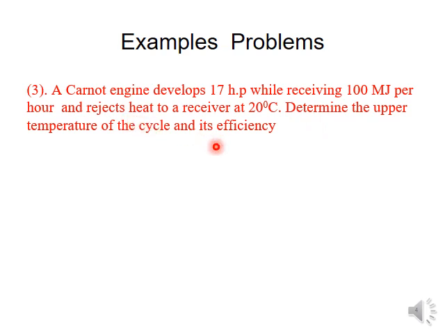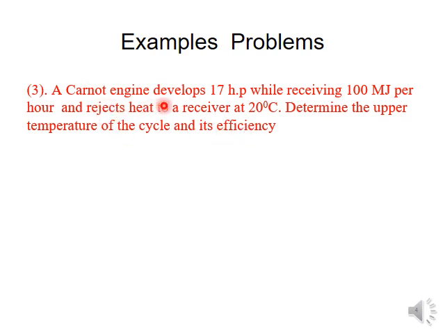They are asking, and the problem mentions that it is a Carnot cycle. So we know that the efficiency of the Carnot cycle is 1 minus T2 by T1, where T2 is the low temperature and T1 is the higher temperature. In this problem they ask us to calculate the high temperature T1 and the cycle efficiency.